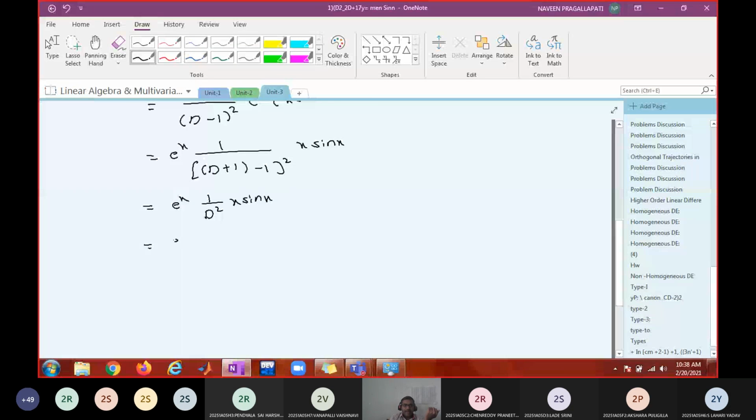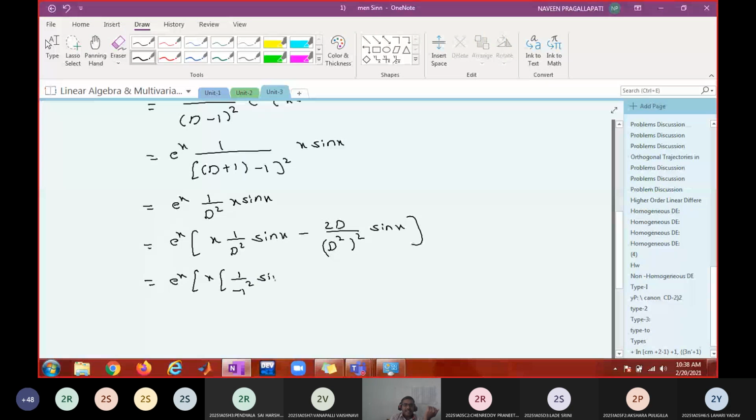X into 1 by d square of sin x minus d square derivative is 2d by d square whole square of sin x. Is it okay? So this is e power x into replace d square with minus 1 square. So 1 by minus 1 square sin x minus 2d of 1 by minus 1 square whole square sin x.